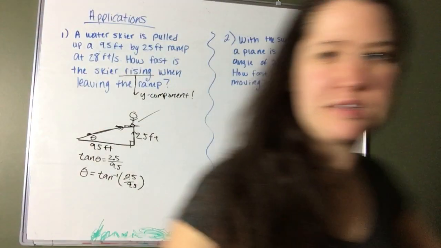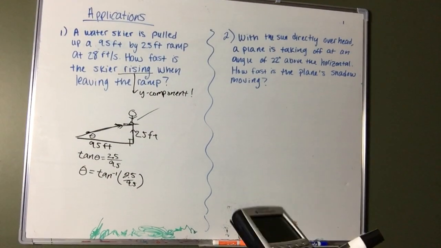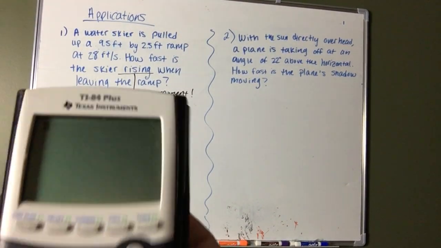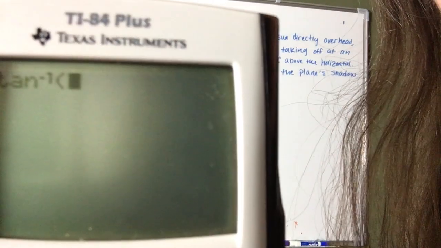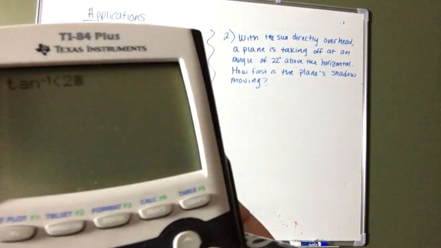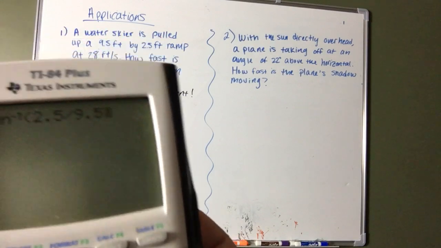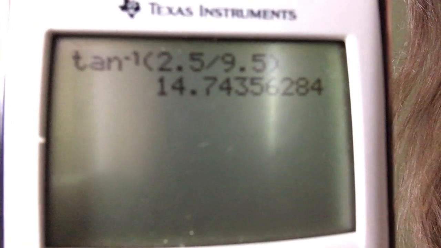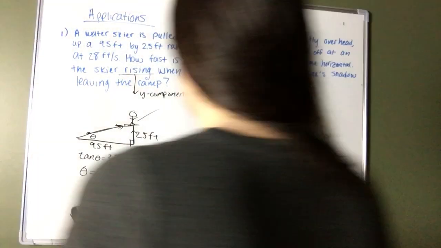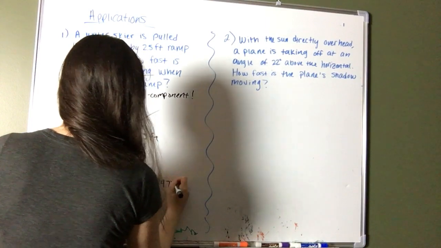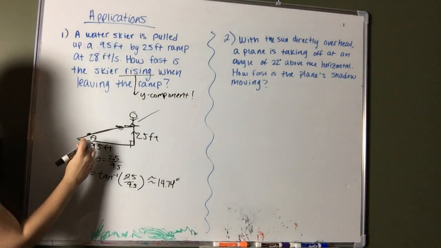Okay, let's type that into the calculator. Arctan of 2.5 divided by 9.5 is 14.74. Okay, so it's about 14.74 degrees.